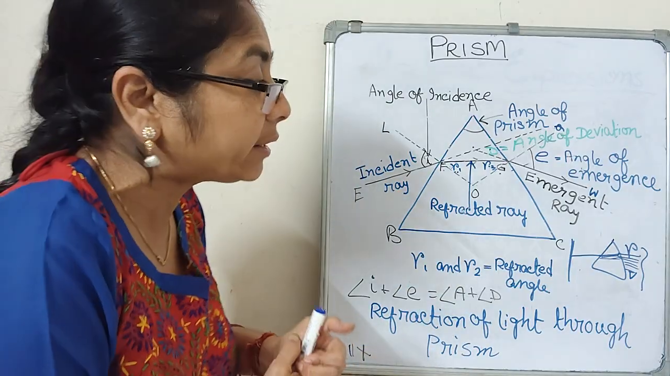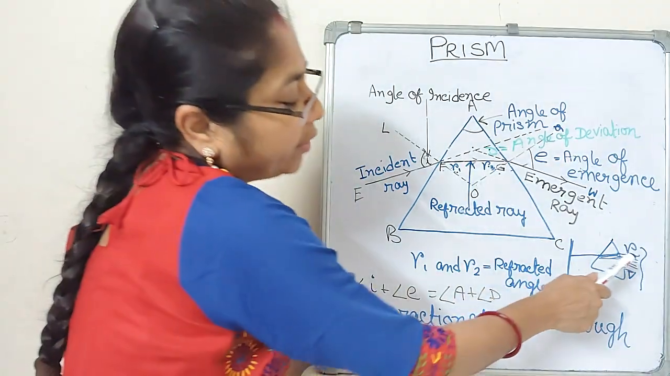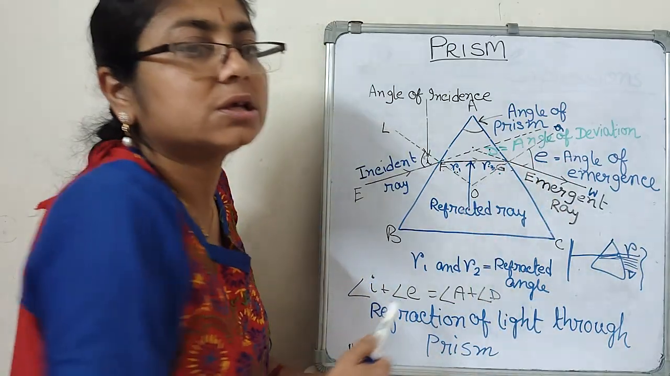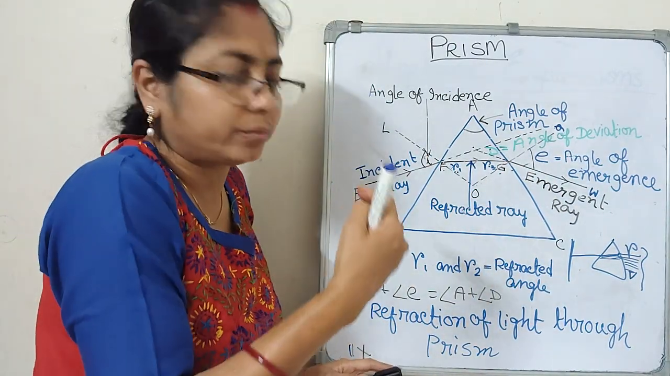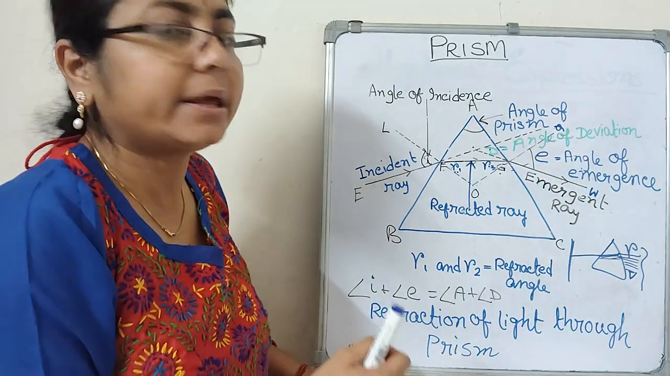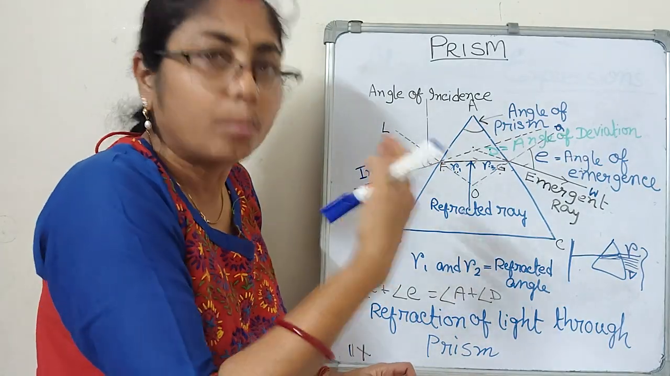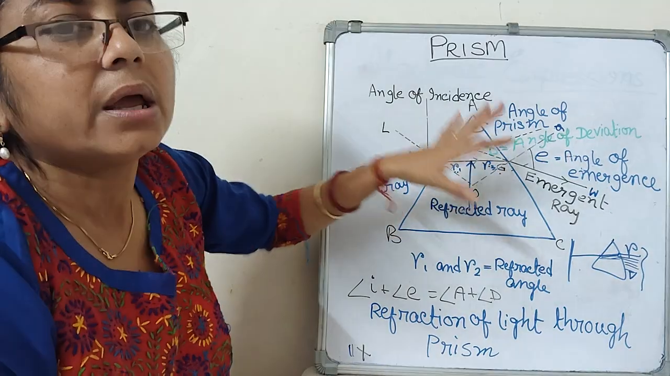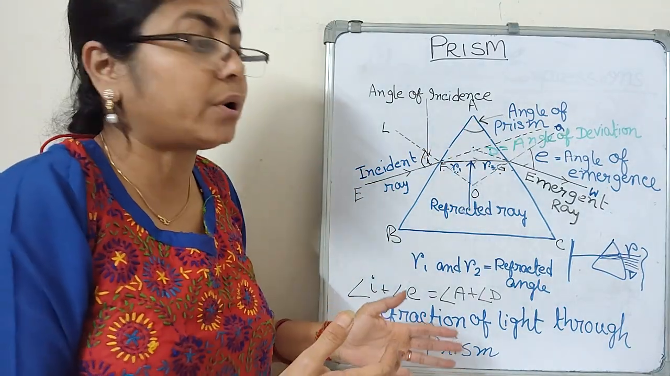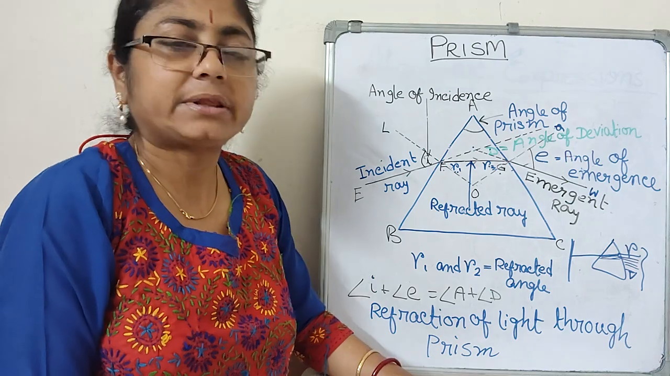And why does it happen? When the wavelength is more, the deviation is less, and when the wavelength is small, the deviation is more. Okay, if you understand this, you can understand all types of prism ideas.